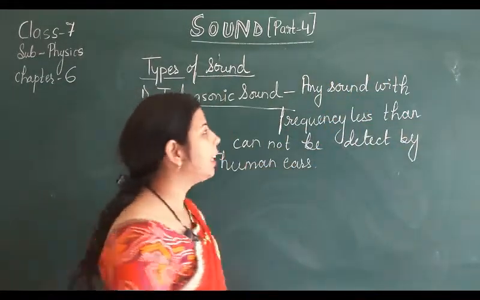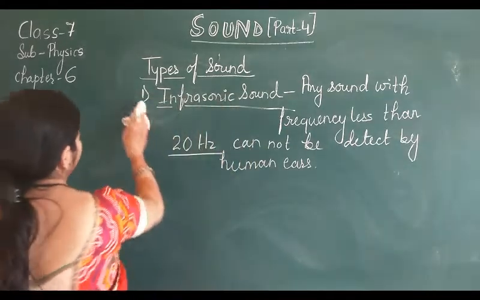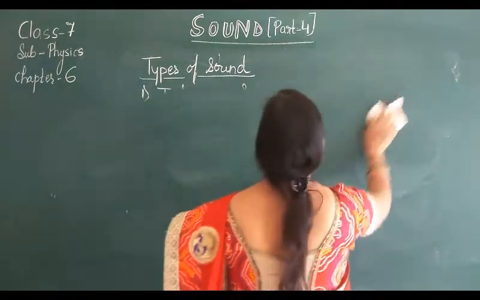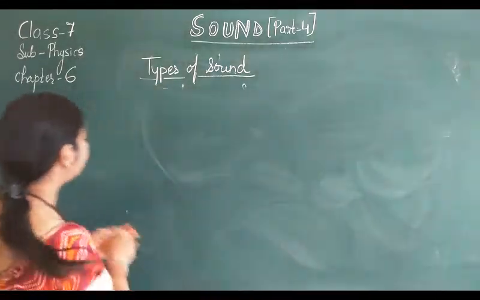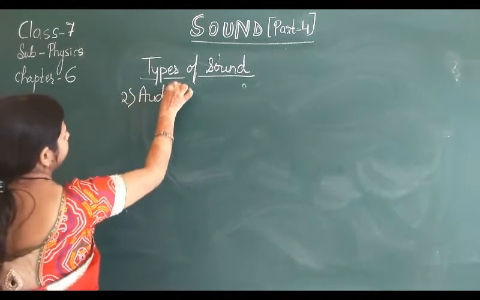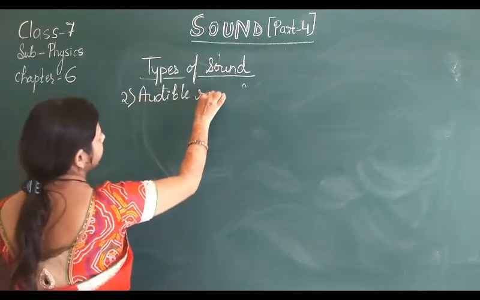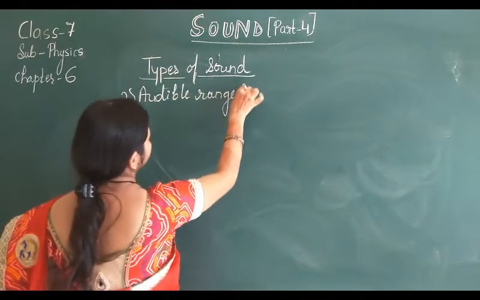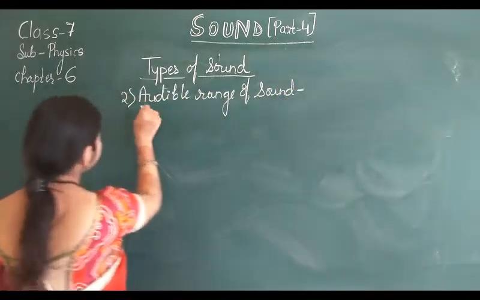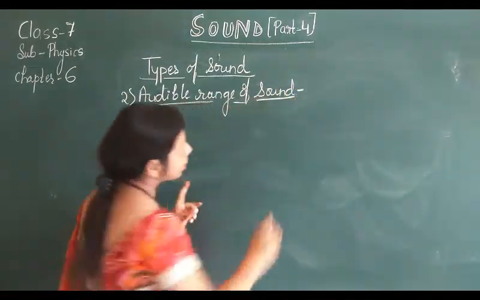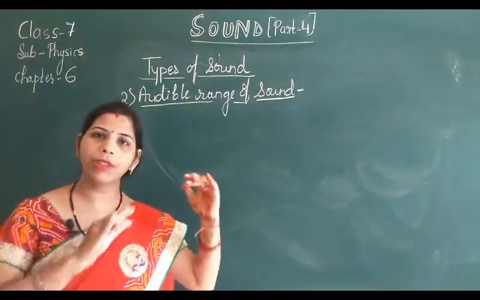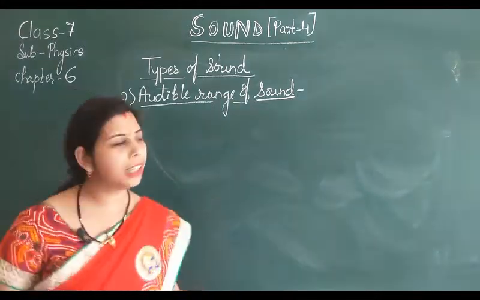Okay, now the second type of sound is the audible range of sound. If we discuss the audible range of sound, it will not be less than 20 hertz, because our ears cannot detect sound with frequency less than 20 hertz.